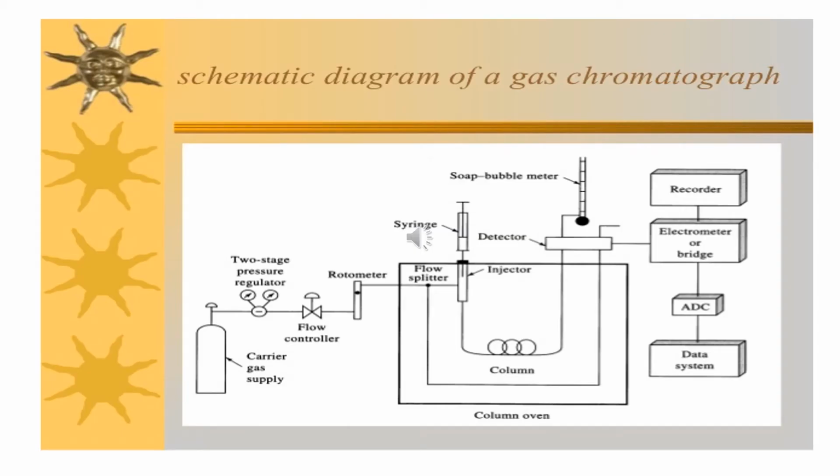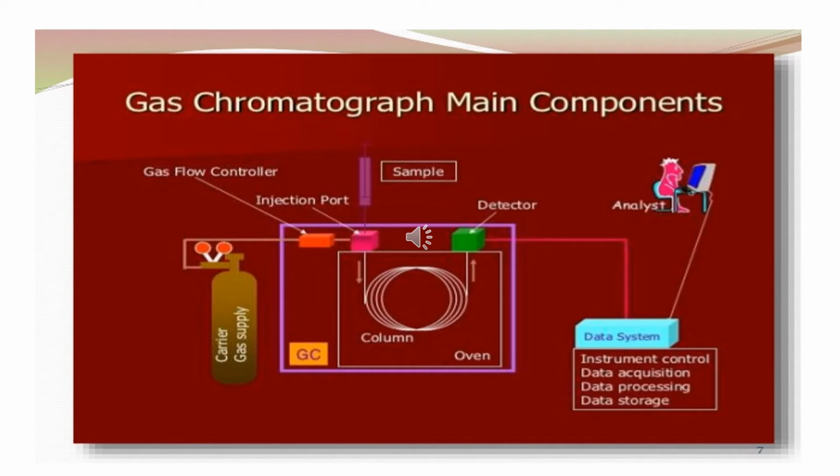Here is a schematic diagram of gas chromatography, where carrier gas supply, then two-stage pressure regulator by which we regulate the constant pressure, then flow controller, then rotameter, flow splitter, then injector, that is microsyringe by which we inject the sample, then a detector, then soap bubble meter. The detector is connected to electrometer or bridge, recorder, then ADC and data system. Here also gas chromatography main component instrumentation.